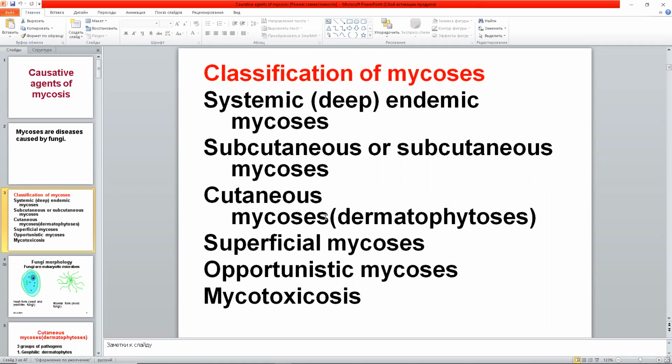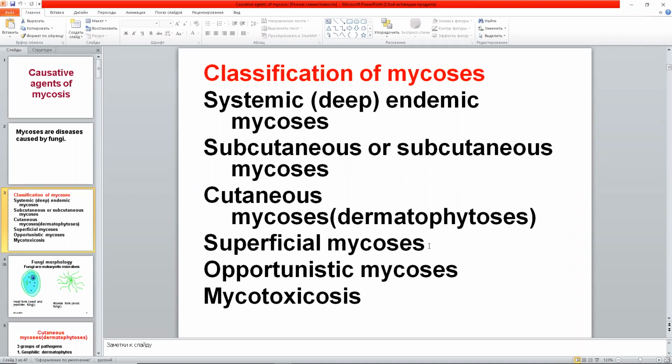Then cutaneous mycosis, named dermatophytosis, epidermophytosis. In this case, fungi are able to multiply in the skin, nails, and hair. They are very common in all countries. Then superficial mycosis, caused by microscopical fungi, which multiply just in the upper layer of the skin, the epidermis. Some parts of the skin have another color, maybe hyperpigmentation, maybe dark color, maybe white color. They are not dangerous, but sometimes the skin does not look nice.